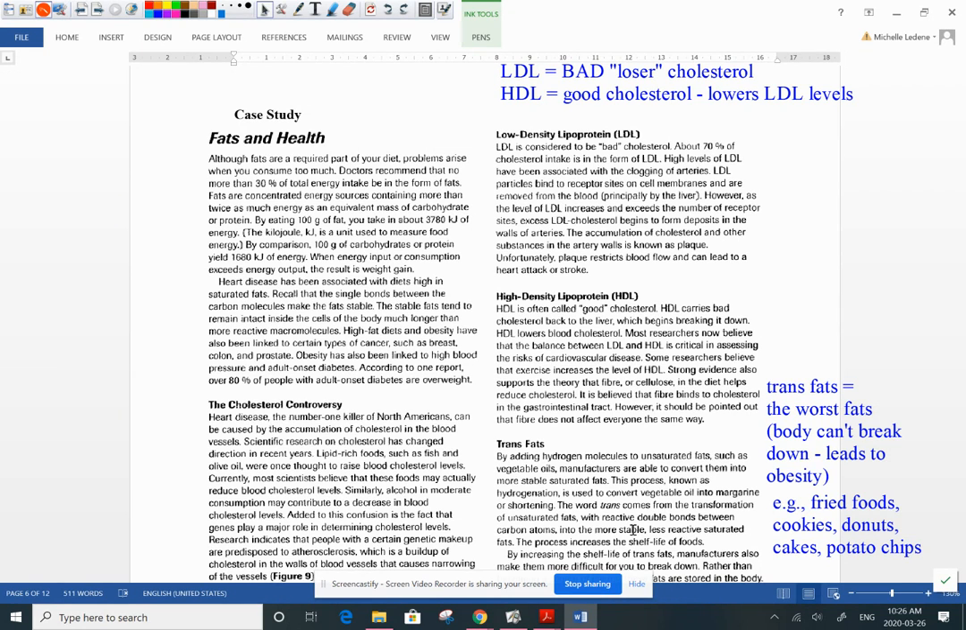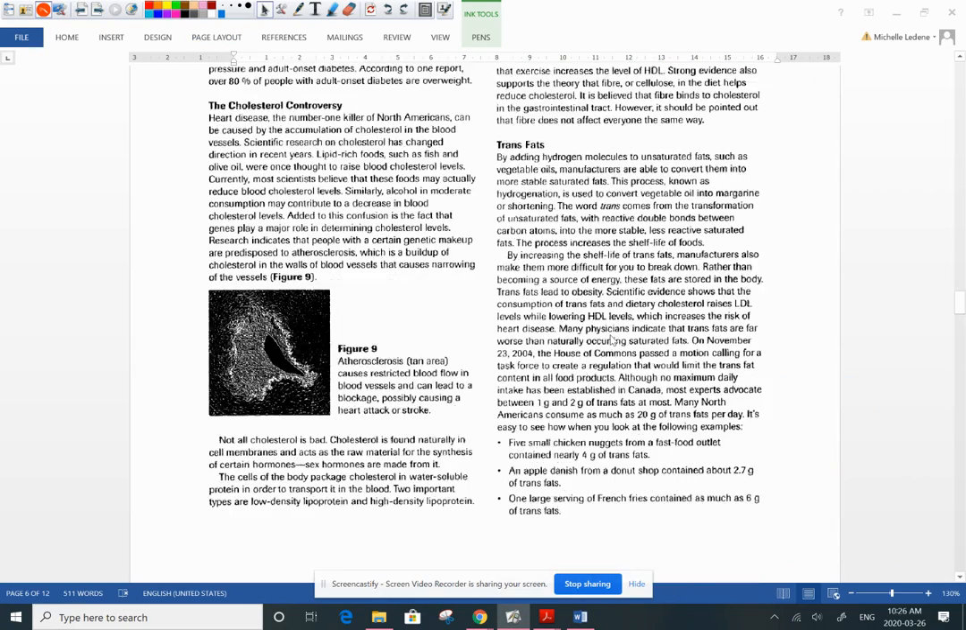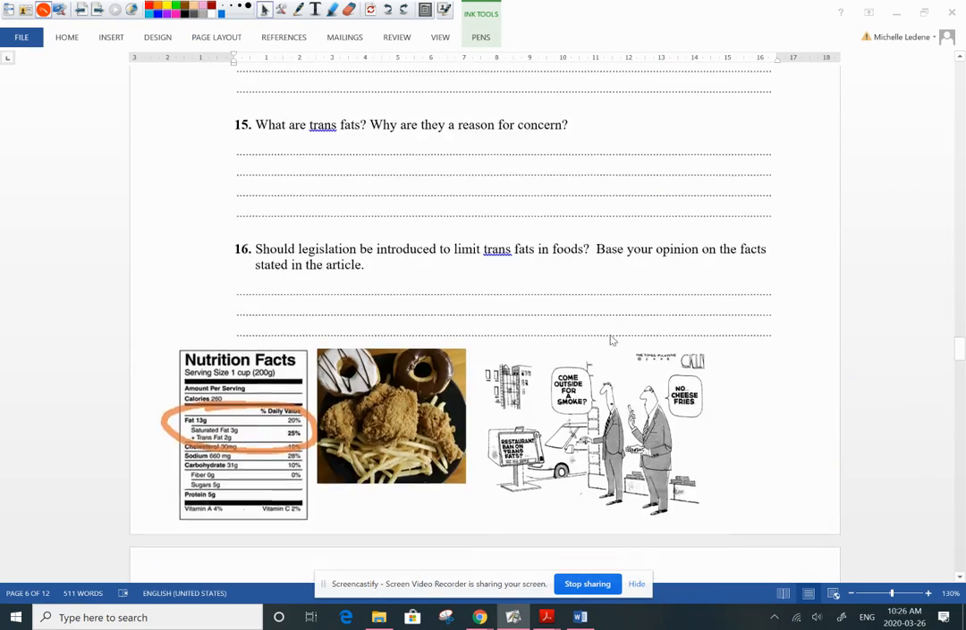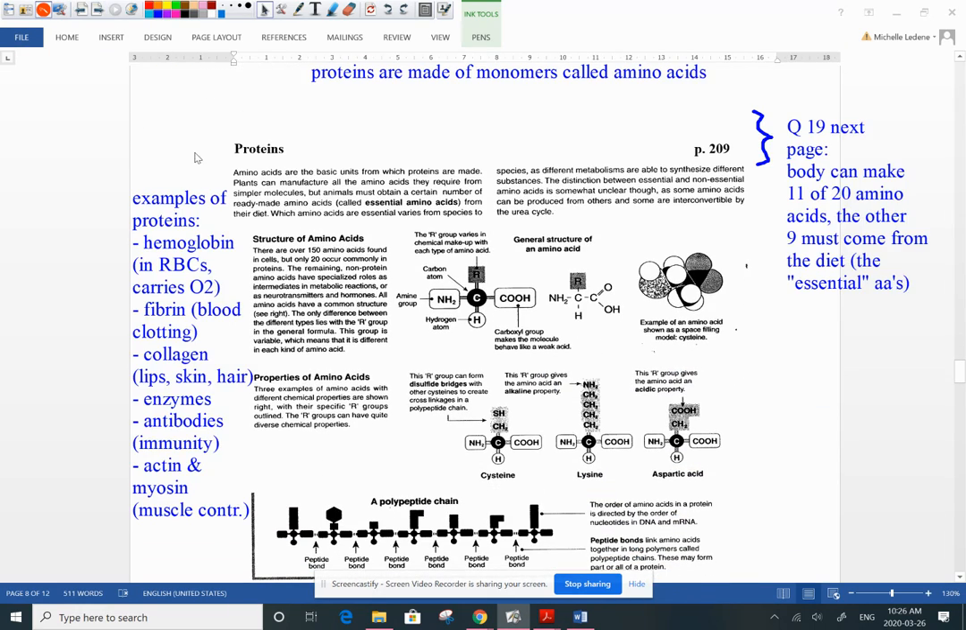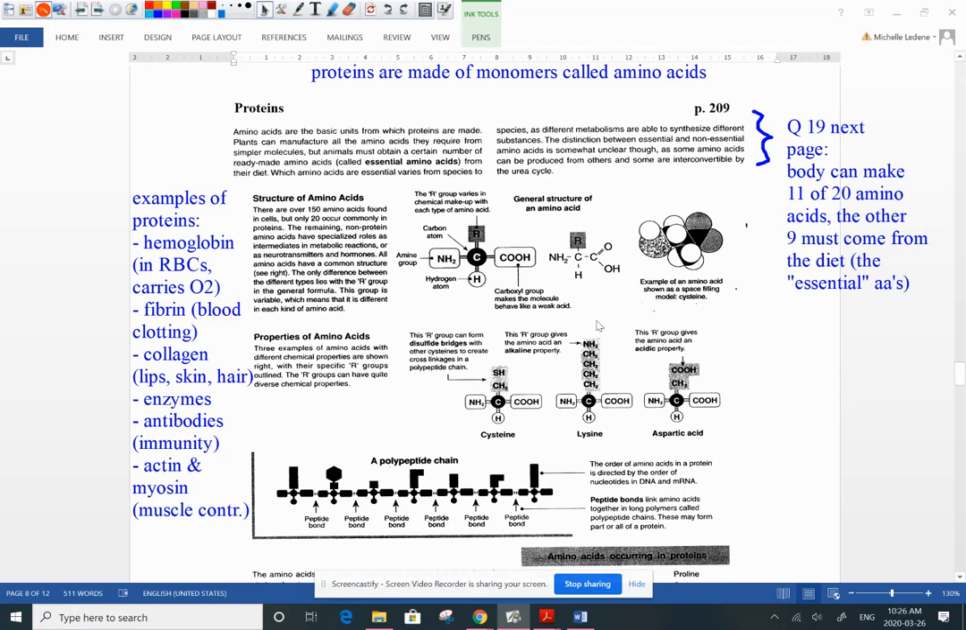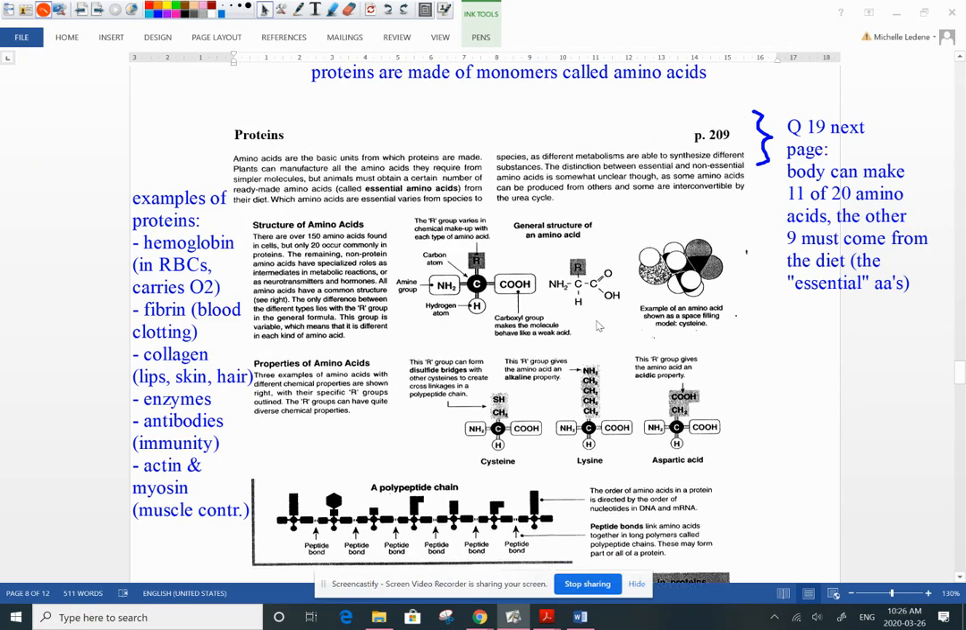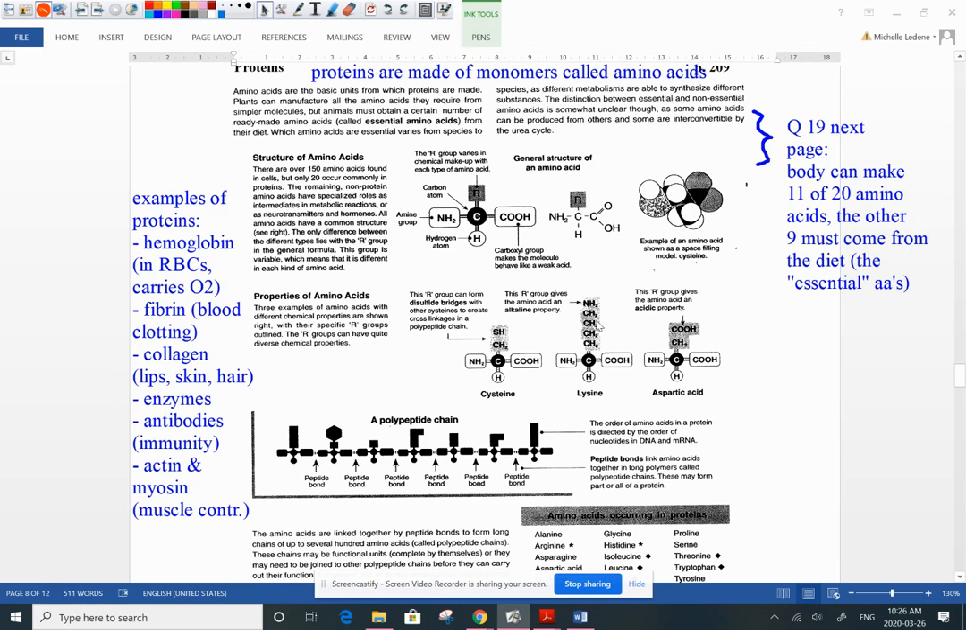Okay, so we're going to keep talking about our macromolecules, and we've got some questions to do. And then let's talk about our next macromolecule, which is called proteins. Proteins are the polymer, and they're made up of monomers called amino acids.